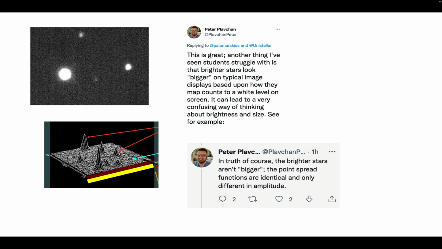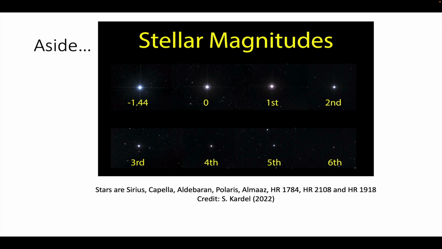Another thing I've seen students struggle with is that brighter stars look, quote, bigger on typical image displays based on how they map counts to a white level on the screen. It can lead to a very confusing way of thinking about brightness and size. In truth, of course, the brighter stars aren't bigger. Point spread functions are identical and only different in amplitude. That's what I was just talking about. The brighter stars aren't bigger. The point spread functions are identical. They're just different in amplitude. Hopefully that makes sense. We'll talk more about this part of it in a later chapter.